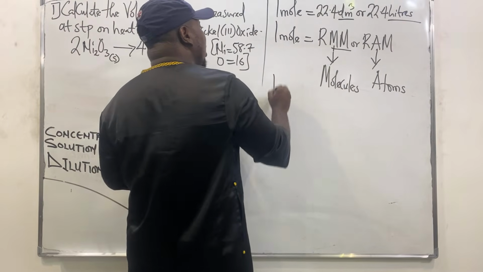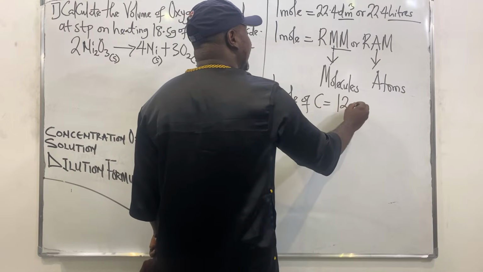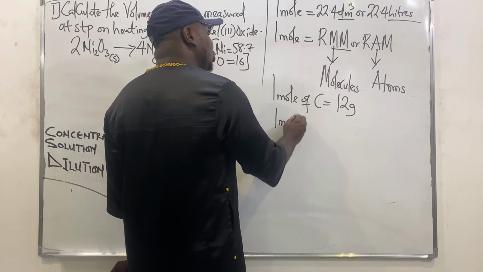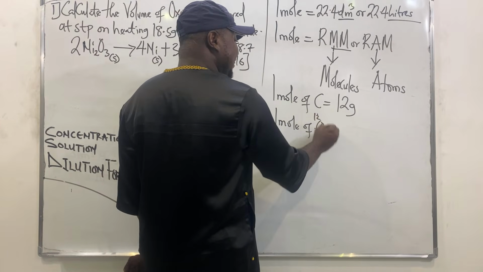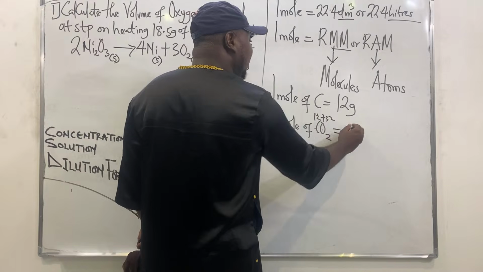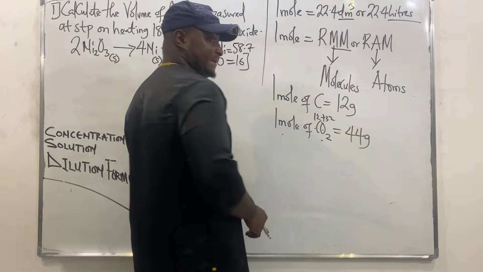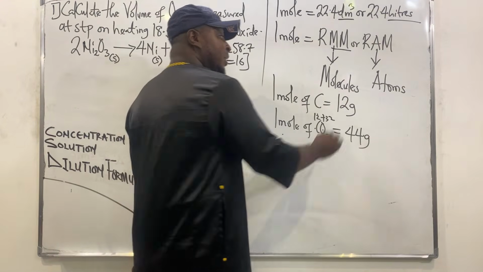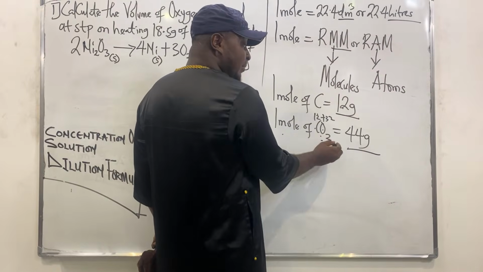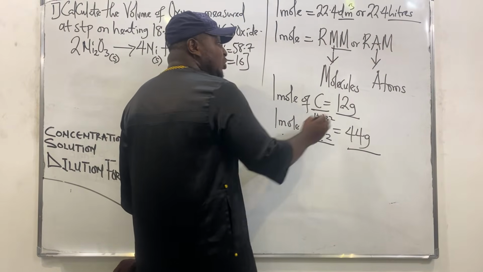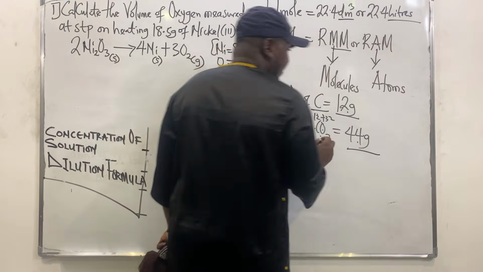So it means that 1 mole of carbon, for example, is equivalent to 12 grams of carbon. But 1 mole of CO2: C is 12, O is 16 times 2, 32, 12 plus 32 is 44. So 1 mole of CO2 is equivalent to 44 grams of CO2. This 12 grams is relative atomic mass, this 44 grams is relative molecular mass, but this is a molecule, this is an atom.